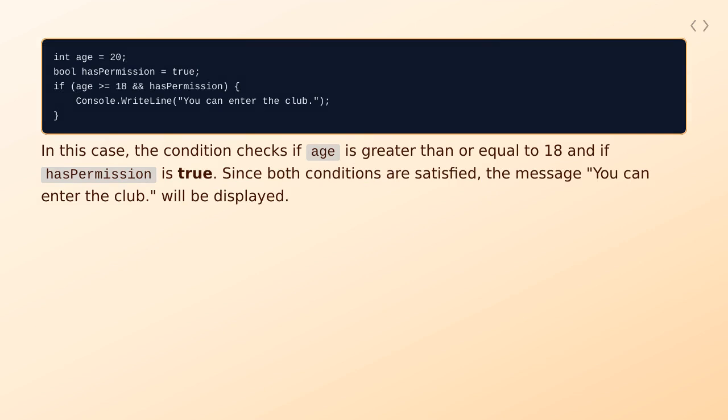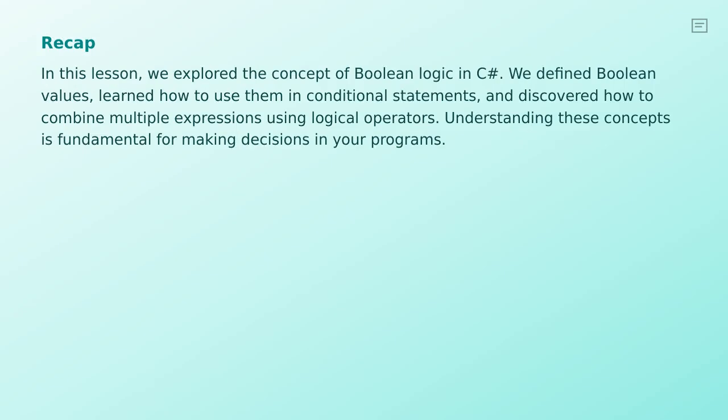In this case, the condition checks if age is greater than or equal to 18 and if hasPermission is true. Since both conditions are satisfied, the message "you can enter the club" will be displayed. In this lesson, we explored the concept of Boolean logic in C#. We defined Boolean values, learned how to use them in conditional statements, and discovered how to combine multiple expressions using logical operators. Understanding these concepts is fundamental for making decisions in your programs.